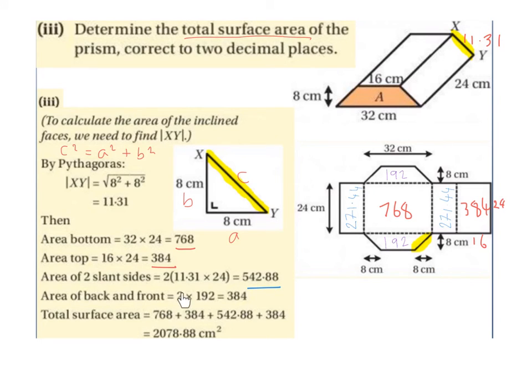So the back and the front, there were two of them. 2 times 192 is 384. So then adding the 768, the 384, the 542.88, and the 384 gives us a total of 2078.88 centimeters squared.